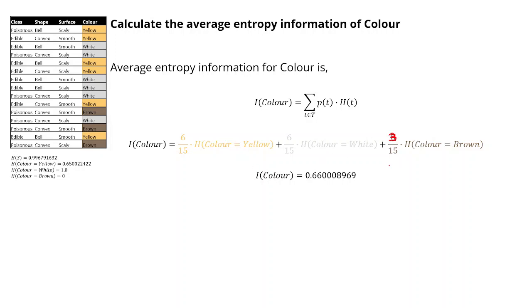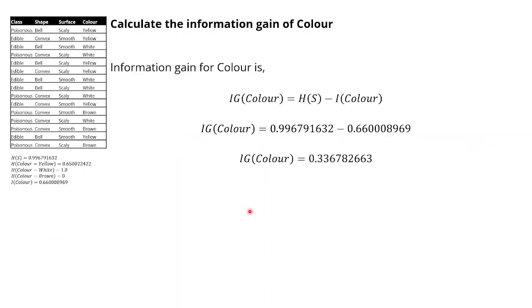So when we continue calculating, the average entropy for color is 0.66 something. Next, we calculate the information gain for color. So the information gain of color is 0.9967 minus 0.66 something, which results in 0.3367 something.